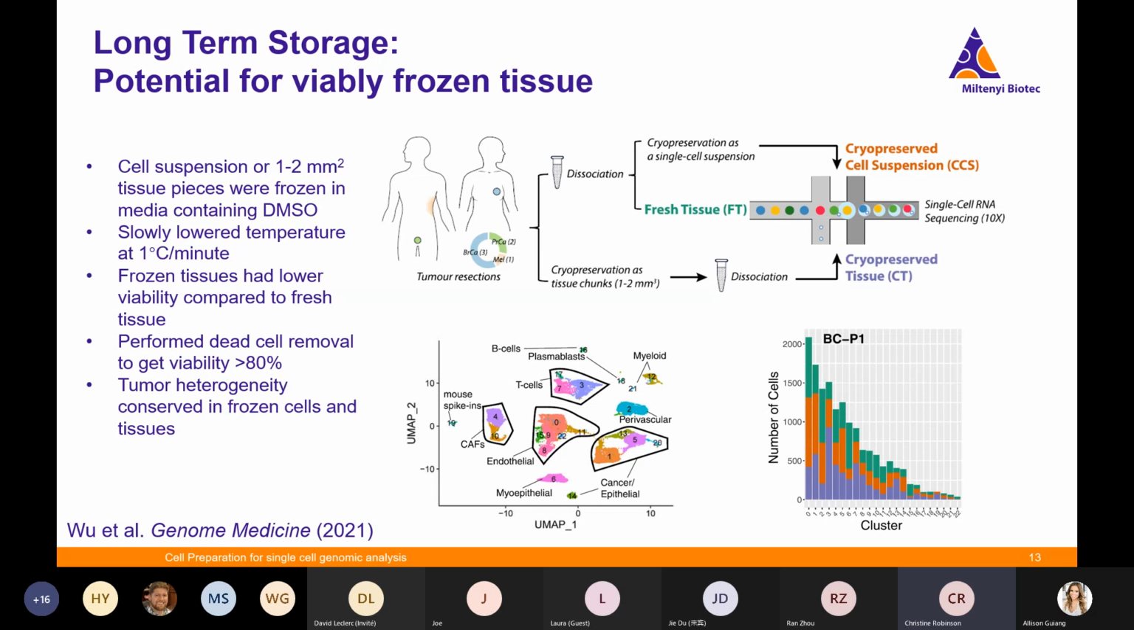And by slow, I mean 1 degree per minute down to minus 80, so really, really slow. And they did perform a dead cell removal step to get their viability up above 80%. And I'll talk a little bit more about dead cell removal later. But what they saw was that they were able to conserve the tumor heterogeneity in those frozen cells and tissues, which is nice. So it is an option as long as you are viably freezing your tissue samples.